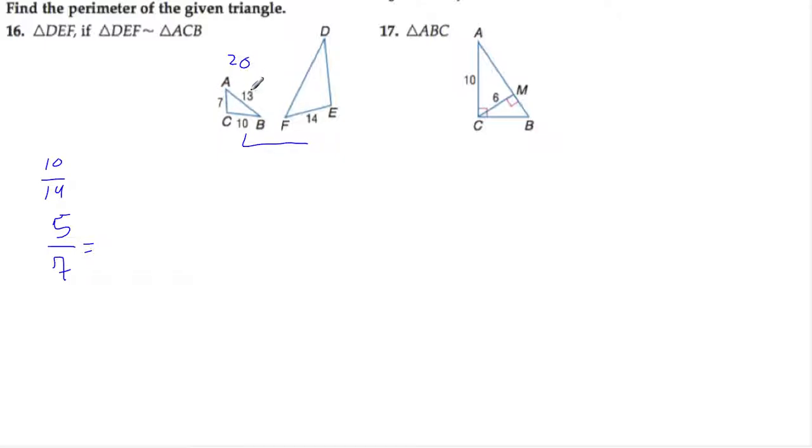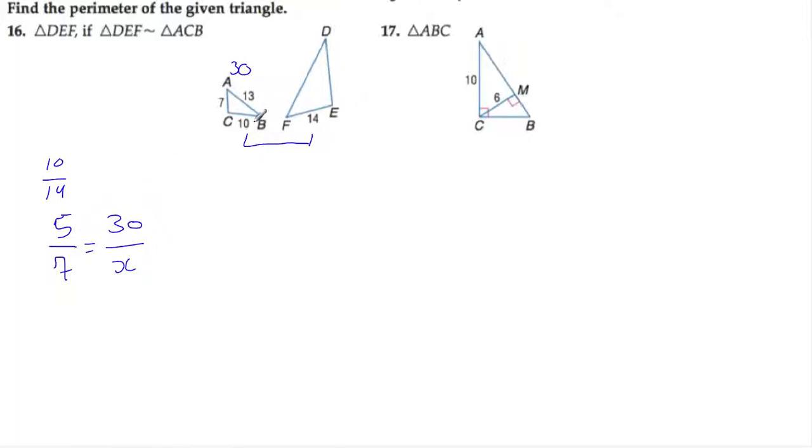7 plus 13 is 20 plus 10. We know the perimeter here is 30. Silly me. Perimeter here is 30. So that means that 5 to 7, which is the scale factor, is equal to 30 to x. The perimeter follows the same scale factor. So that means that 5x is equal to 210. And if I divide 210 by 5, I get that the perimeter is equal to 42.